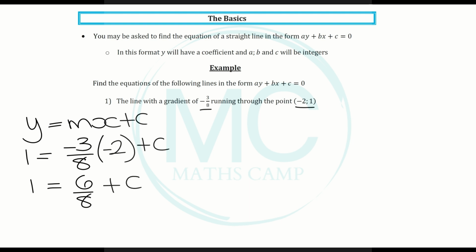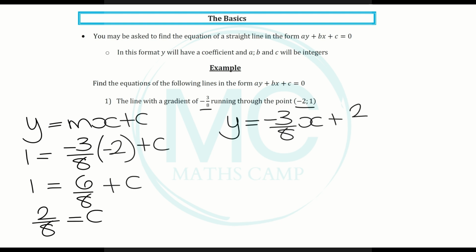Let's move the fraction to the left. 1 minus 6 over 8 gives us 2 over 8. This is the value for c. Let's leave it as it is for now. So now our equation becomes y is equal to negative 3 over 8x plus 2 over 8. In this form, we cannot have any fractions, so we need to multiply every term by 8. And we get 8y is equal to negative 3x plus 2.